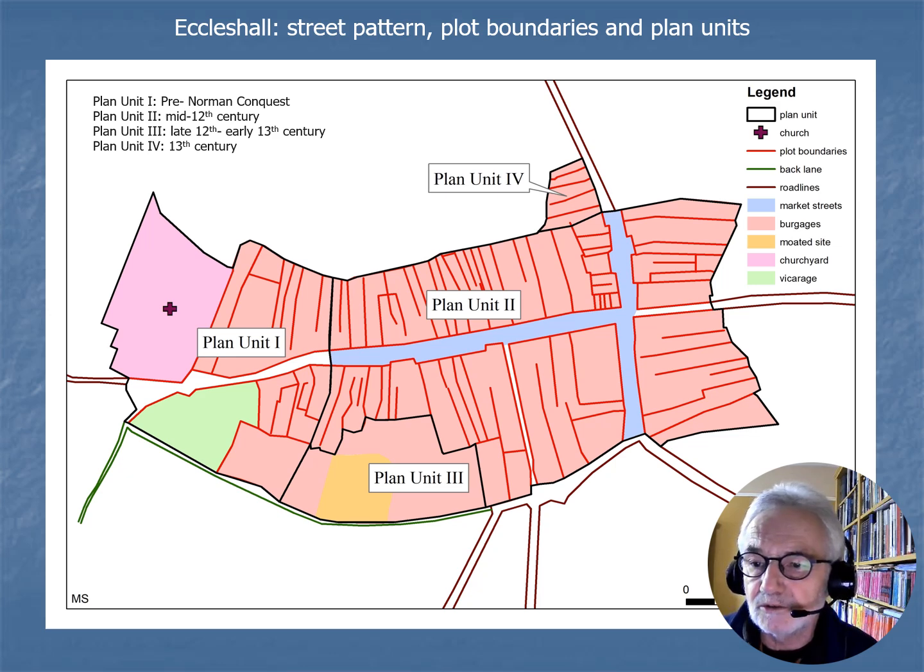Plan Unit 1, to the left of the slide, comprises the area around the parish church of St. Lawrence. Although the earliest work in the present church is 13th century, a priest is recorded here in the Domesday Survey, and there are fragments of Anglo-Saxon cross shafts of 9th to 10th century date rebuilt into the walls of the vestry within the church.